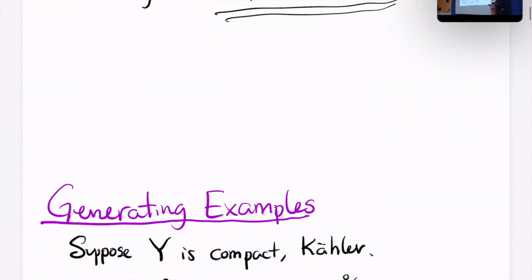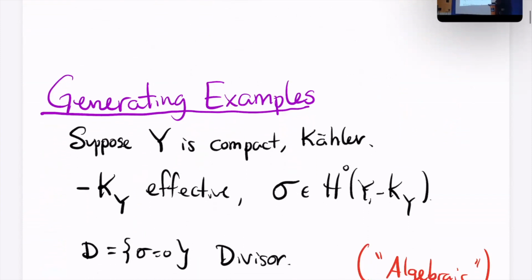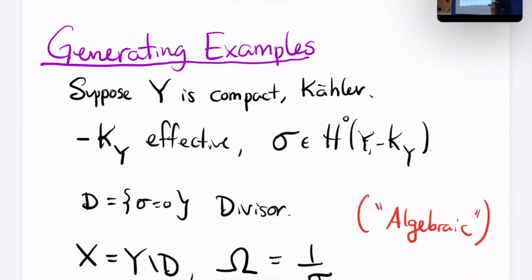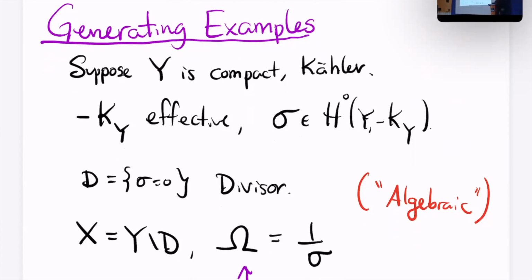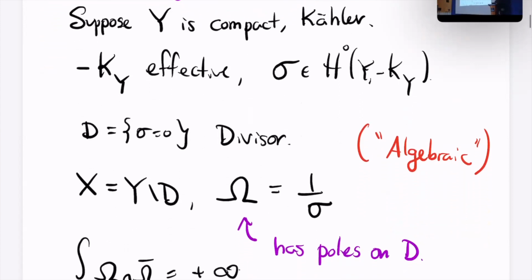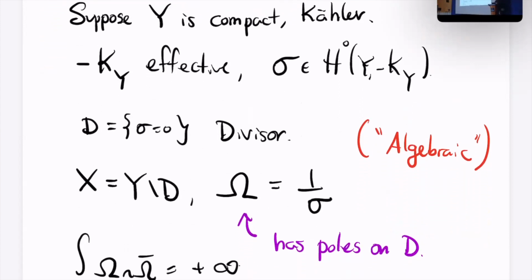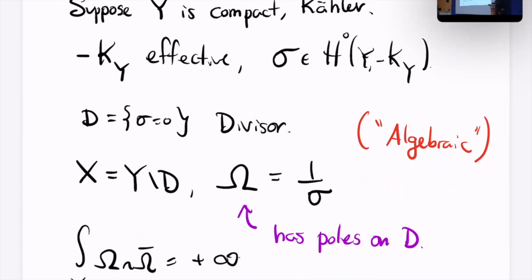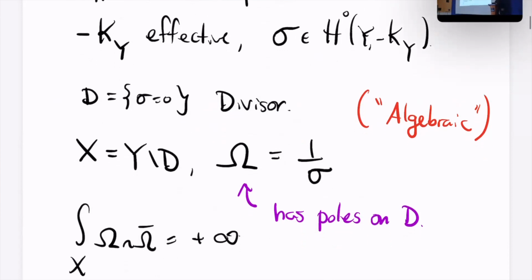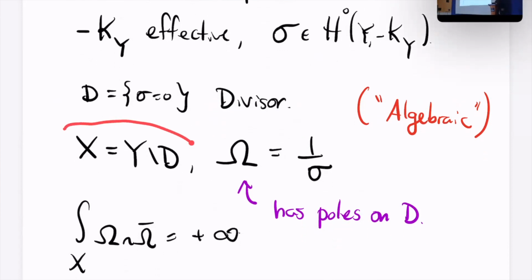Well, Yau has explained to us what we should expect. So suppose you have a compact Kähler manifold with effective anticanonical bundle. Then you can take a section of this anticanonical bundle that has a zero, because we're assuming that K_Y is not trivial, which is a codimension 1 complex subvariety. So in particular, a divisor. Okay, so then we can look on the complement of this set.